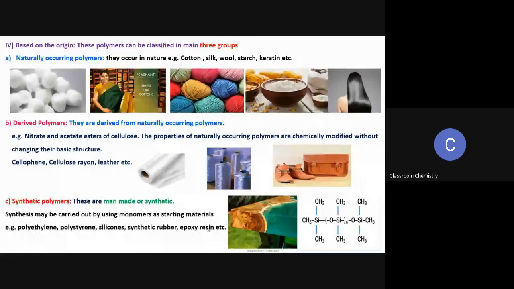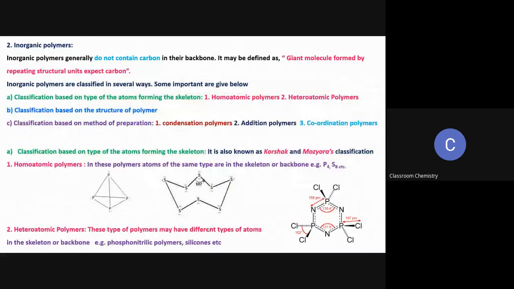So after this classification, this is only the classification of organic polymer. Now we have to see the inorganic polymer, and this is the most important part of this topic. On the basis of that, we have to see the different inorganic polymers. So all of you know what is meant by inorganic polymers. The inorganic polymers generally do not contain carbon in their backbone. Simple definition of inorganic polymer: the polymer which does not contain carbon in their backbone.